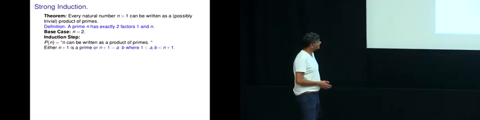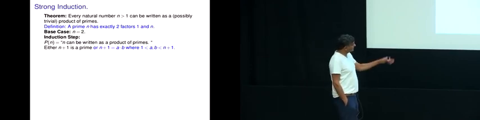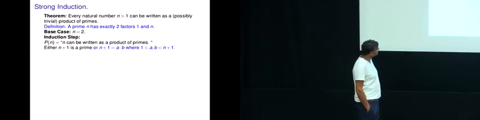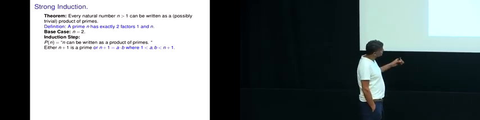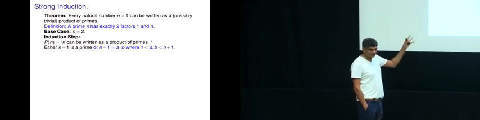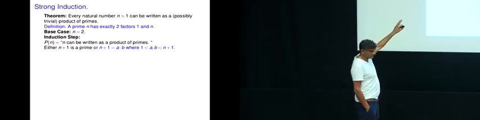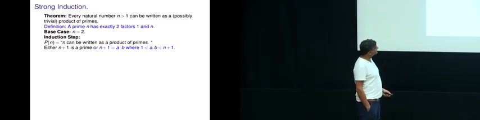Okay? n plus 1 is a times b, where a and b are between 1 and n plus 1. It's either a prime or it's a product of something. Maybe primes, maybe something else. So if it's prime, you're done. You just write it again. If it's a times b, then what do we do?